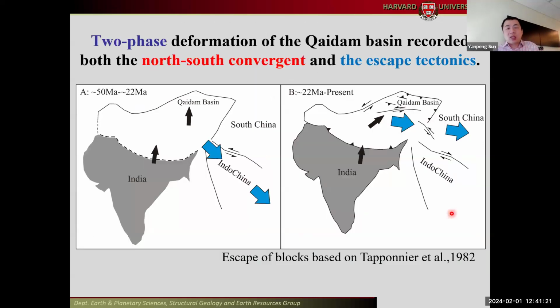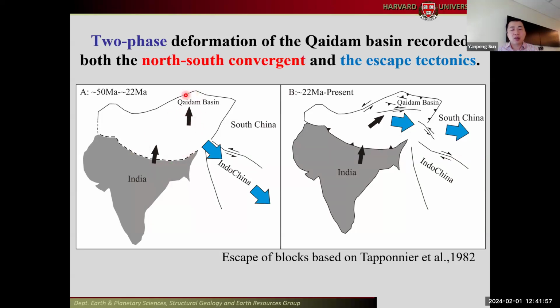So this is my final slide before I come to the conclusion. Basically, a cartoon figure modified from some of the initial work by Paul Tapponnier on the concept of escape tectonics. So basically, from 15 million years ago to 22 million years ago, you started to have the initial deformation, but you also got the Indo-China block escaping southward, along with some of the large structural faults here. So that's where you see the propagation of the deformation from this regional collision started to propagate northward.